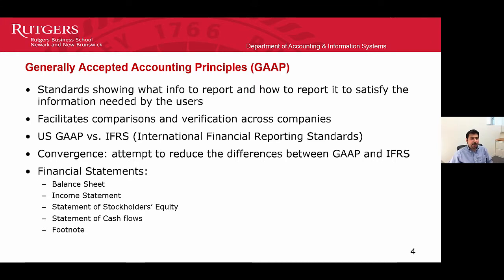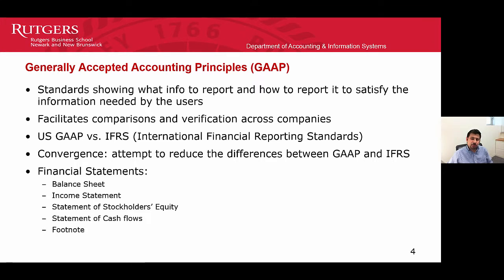So US GAAP are the standards, or the guidelines, that companies need to follow when they report their financial statements in order to satisfy their information users and to comply with the regulations. Because of the standardized type of reports in the form of financial statements, it makes it easier for the user to use such information in order to compare the performance of various companies.